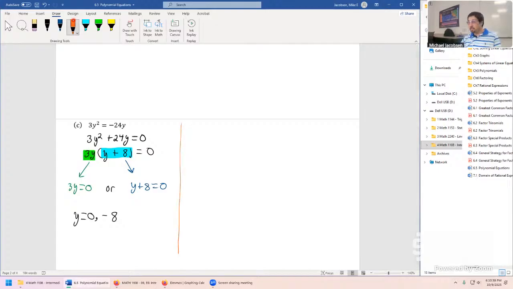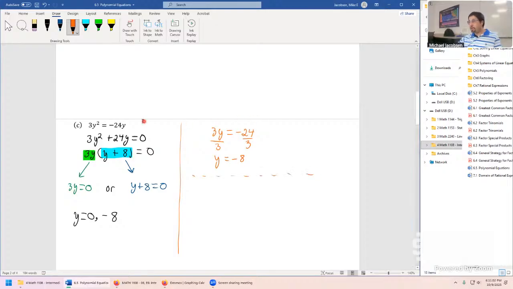Okay, this is a good point to pause and reflect on how the algebra works with this kind of thing. If we had something that looked like, say, 3y equals negative 24, this is no big deal. We don't need to factor this at all. We just divide by 3 on both sides. We get y equals negative 8, and then we're done.